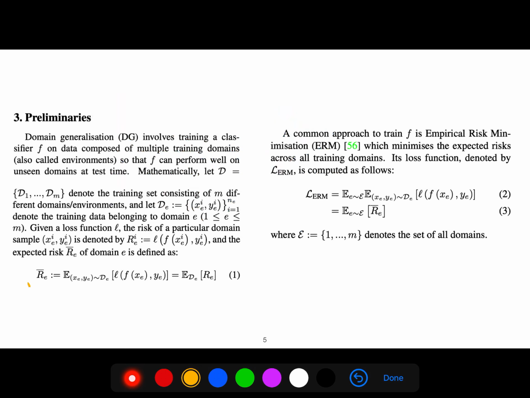So, the expected risk of domain E can be defined like this. And a common approach to train F is empirical risk minimization that minimizes the expected risk across all training domains. Its loss function, denoted by loss of empirical risk minimization, is computed like this. So we go through all the M domains.